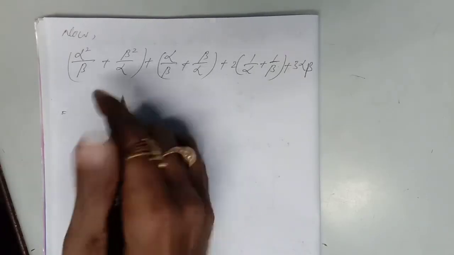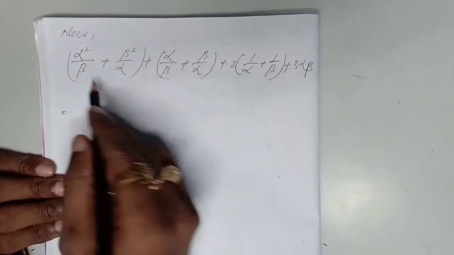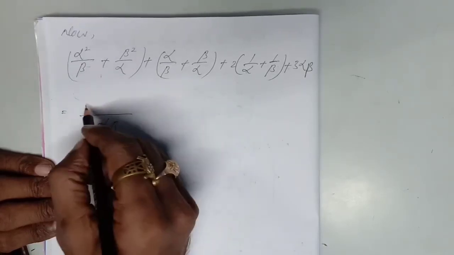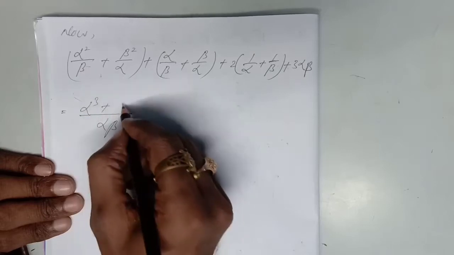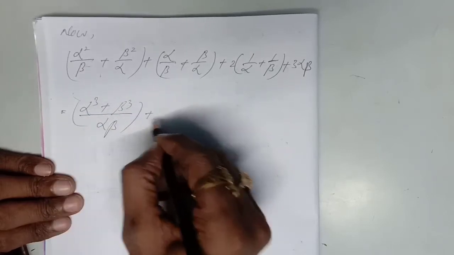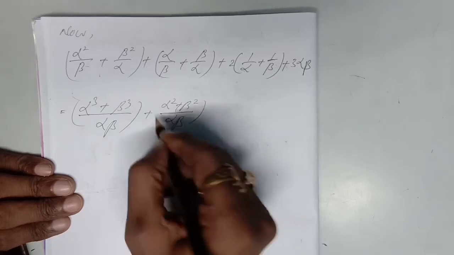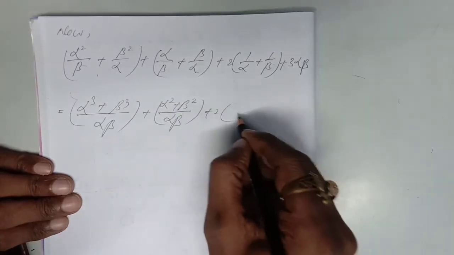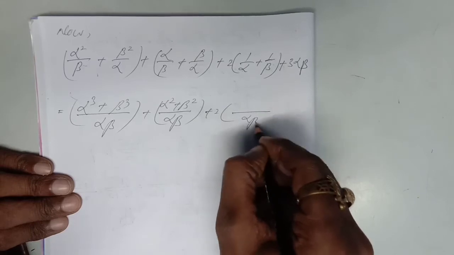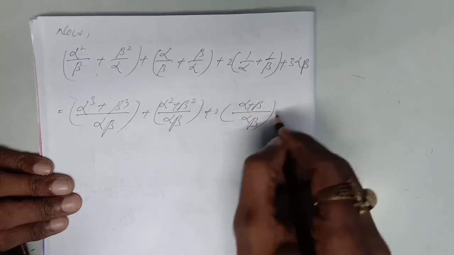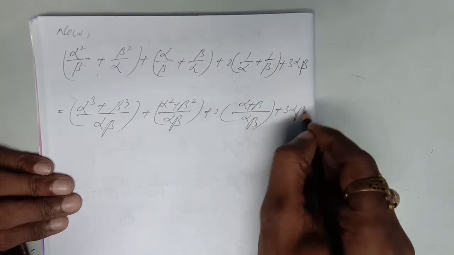See, these are the things you have to find out. Take the LCM of this one: LCM of alpha into beta will be alpha cube beta cube. This one is the same thing: alpha beta, alpha square plus beta square. Here, 2 whole into LCM will be alpha beta. The top will be beta plus alpha, I am writing directly alpha plus beta. The last one is 3 alpha beta.